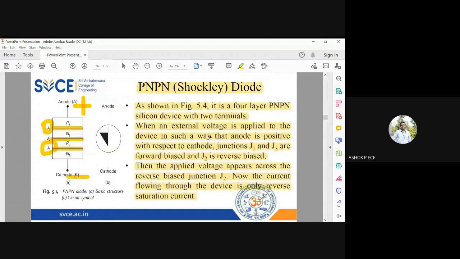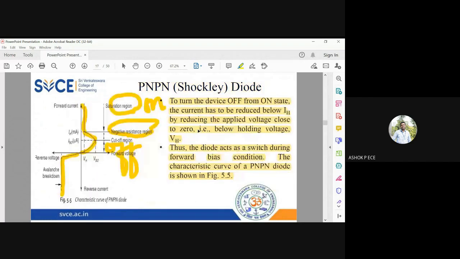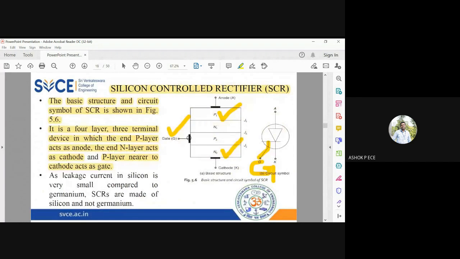So PN diode is a 2-terminal device. Only cathode and anode I have. But here, in addition to the cathode and anode, I'm going to give one more terminal called gate, which is going to be present near the P2. And how am I choosing the gate? Gate is always fabricated in the P region, and that P region has to be closer to the cathode.